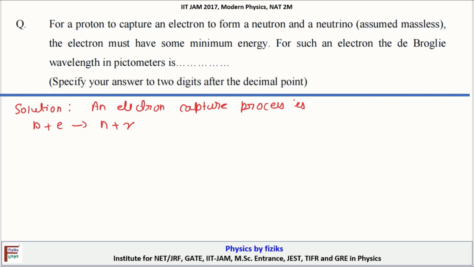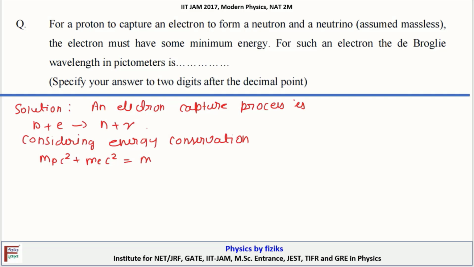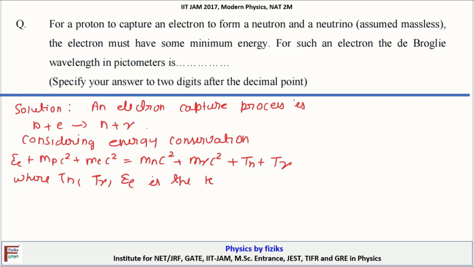So, considering energy conservation, that is MpC² + MeC² + Ee equals MnC² + MνC² + Tn + Tν, where Tn, Tν, and Ee are the kinetic energy of the neutron, the kinetic energy of the neutrino, and the energy of the electron.